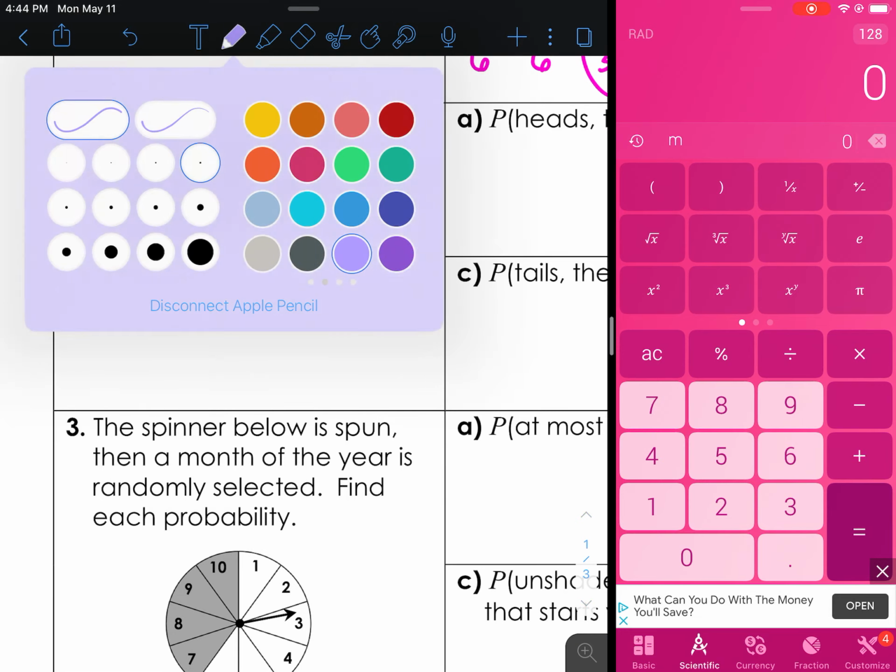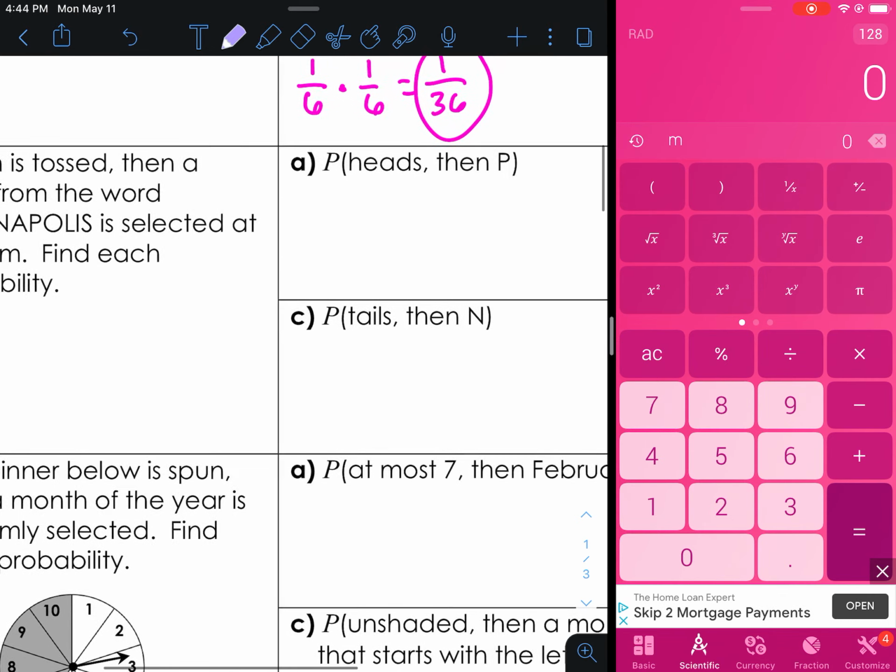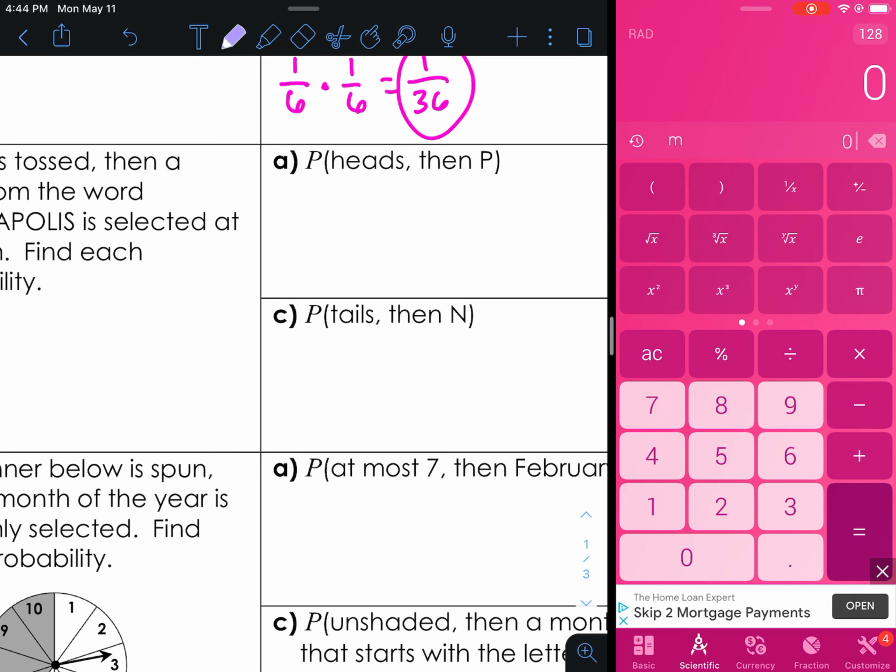All right, now we're going to look at our second example here. Our second example says a coin is tossed, then a letter from the word Indianapolis is going to be selected at random. Find each probability. When we are finding each probability, a coin toss is 1 out of 2, meaning heads or tails, and then Indianapolis has 1, 2, 3, 4, 5, 6, 7, 8, 9, 10, 11, 12 letters in it.